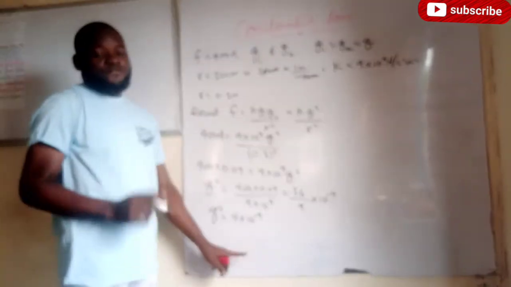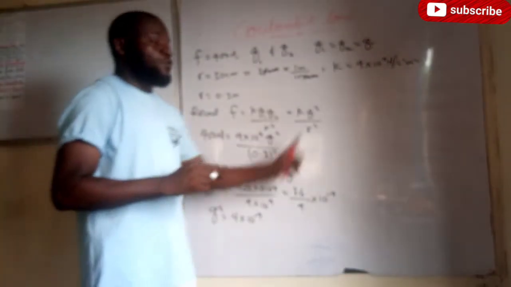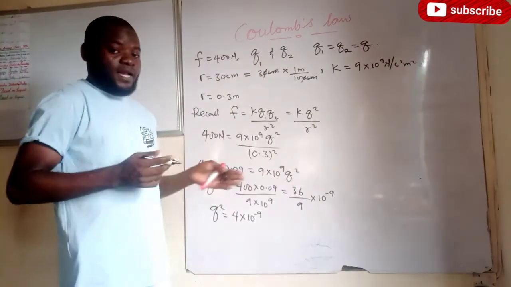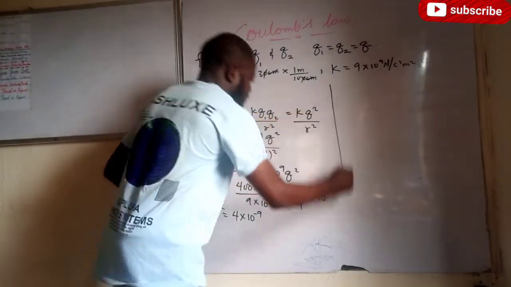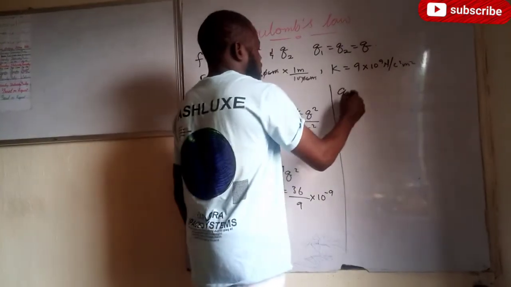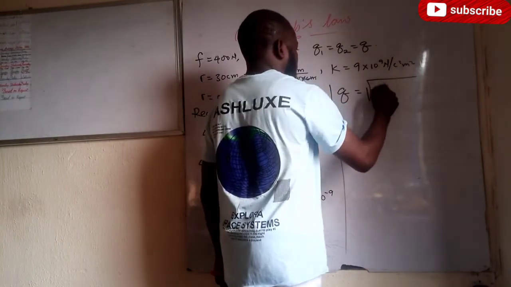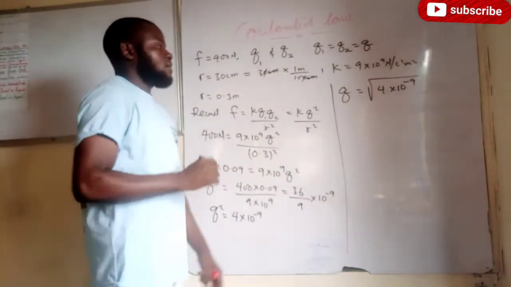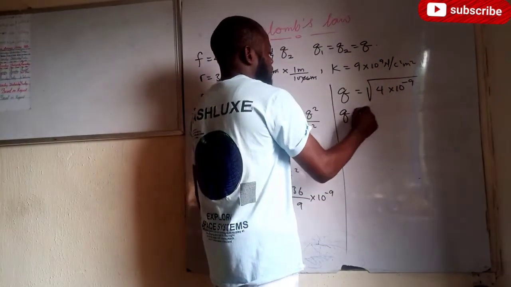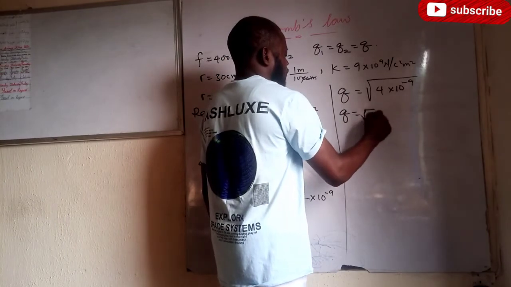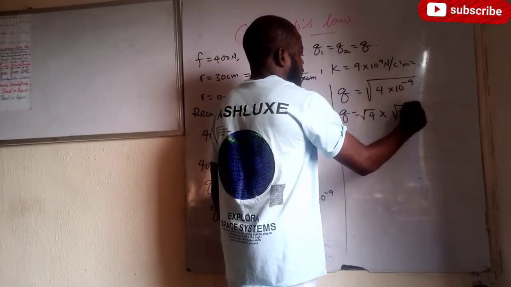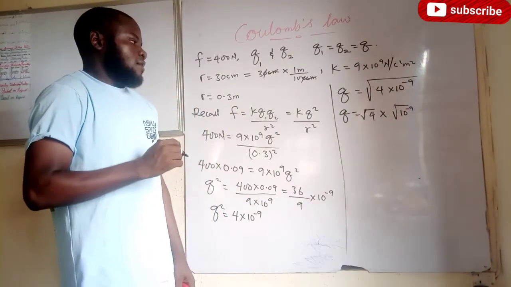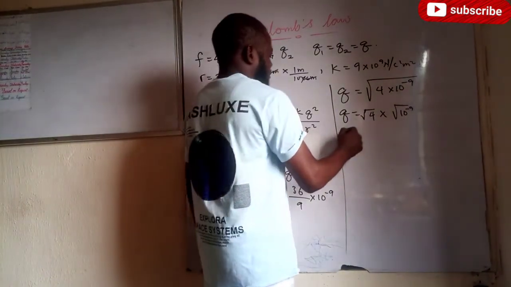Is that what we are looking for? No, because the question never says the product of the two identical charges. It says the value for the two identical charges. So what we need to do is to take the square root of both sides. When we take the square root of 4 multiplied by 10 to the power of minus 9, this is the same thing as saying Q equals the square root of 4 multiplied by the square root of 10 to the power of minus 9. Are we together?